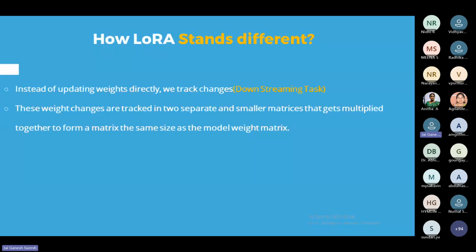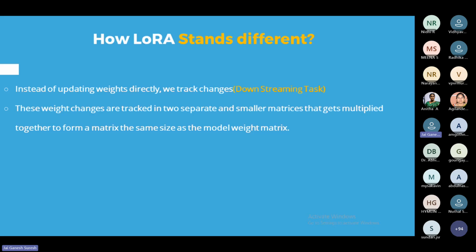So how does LoRA stand different? Of course, instead of updating the weights directly, we track changes. That means downstream tasks. So the downstream task is not applicable here, because LoRA will not take all the parameters of the model and it is not going to update all the weights of your model. Of course, right? That's what makes LoRA different. It will be taking a small number of parameters and it's going to find them.